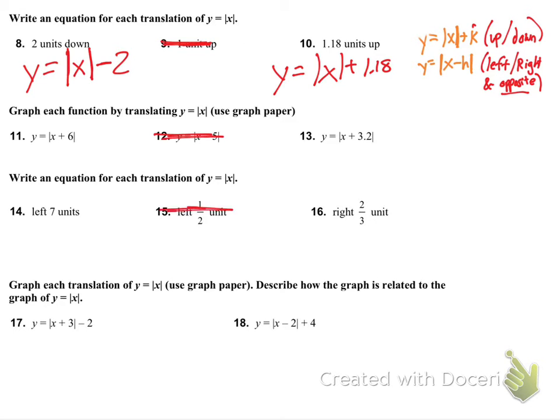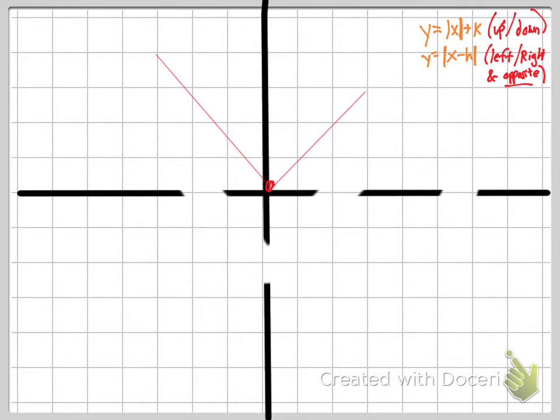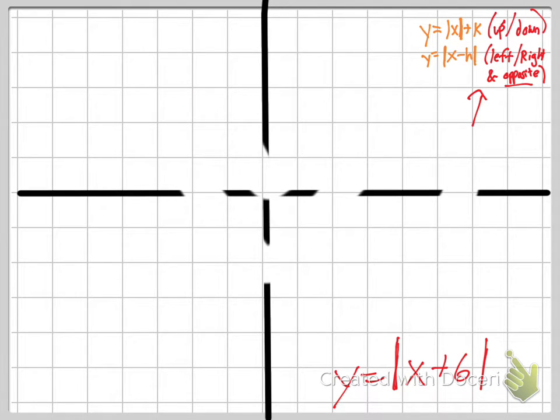So let me just get rid of the odds. All right, so this one says graph each function by translating. So now for number 11, what we need, I'll write it down first. So y equals the absolute value of x plus 6. Okay. Now notice that means it's this bottom one, okay? So, give me 1 second here.